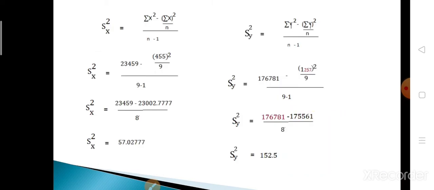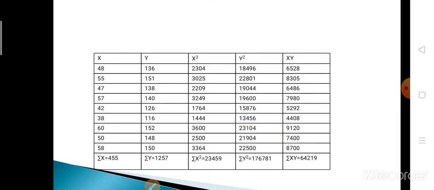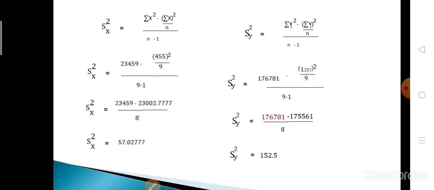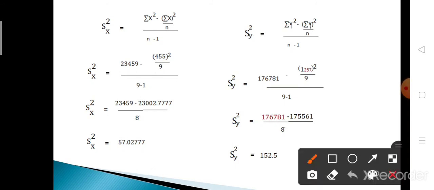The sx square formula is summation x square minus summation x, bracket square, upon n, whole divided by n minus 1. Here the summation x square value is 23459. Summation x is 455, and the total observations we are given, the 9 patients' data, so n is equal to 9. So just plug the values in the formula: 23459 minus 455 square divided by 9, whole divided by 9 minus 1.